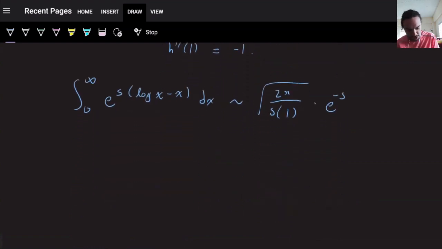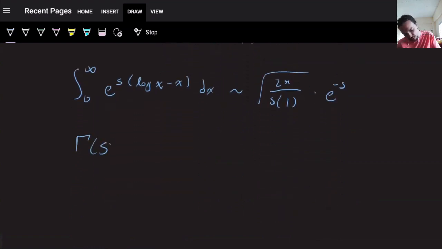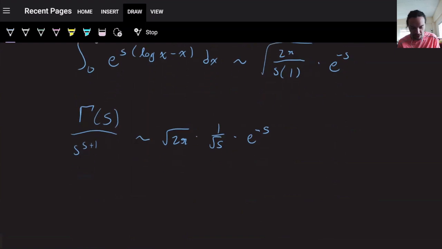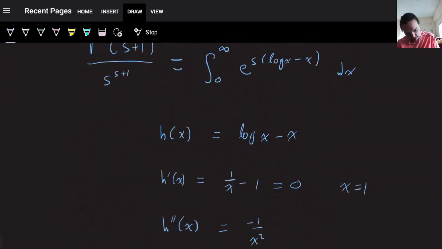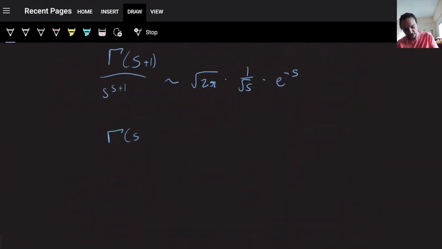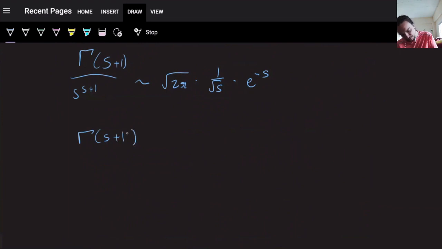Okay, and we got it. We got that gamma of s over s to the s plus 1 is twiddle square root of 2 pi times 1 over square root of s times e to the minus s. Okay, now we multiply by s to the s plus 1, and we get that gamma s, this was gamma s plus 1, good. Okay, that's gamma s plus 1. Gamma s plus 1 is twiddle square root of 2 pi.